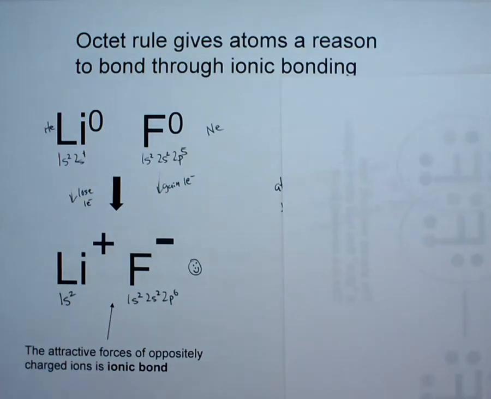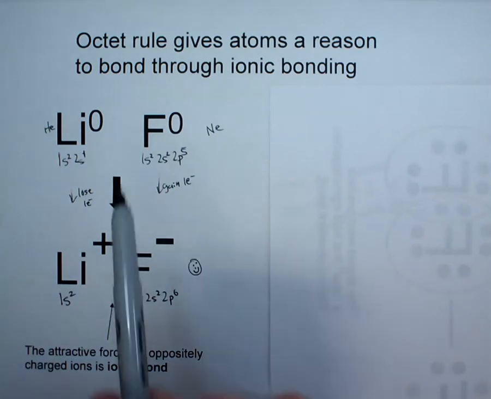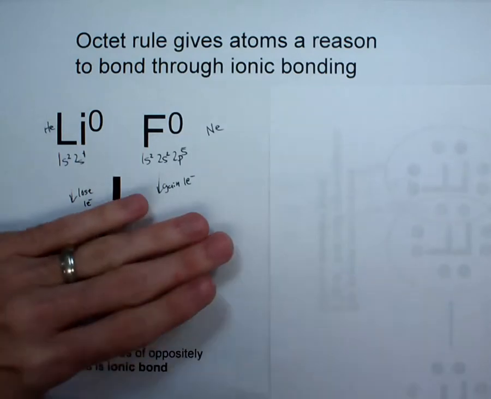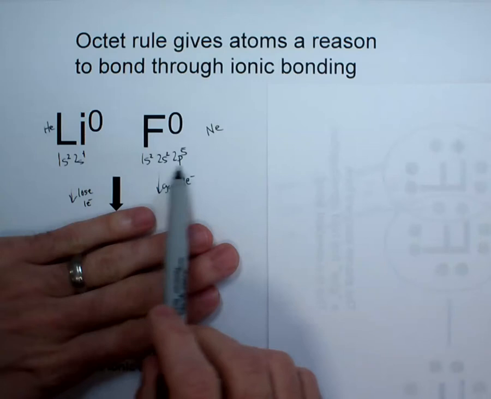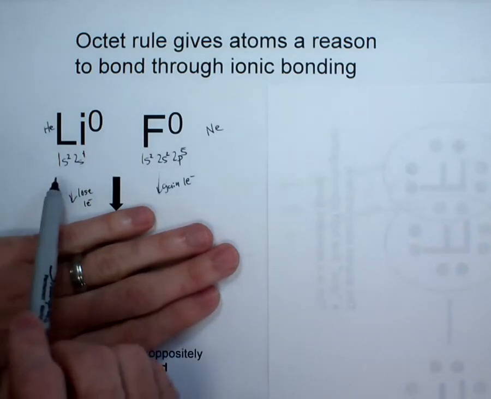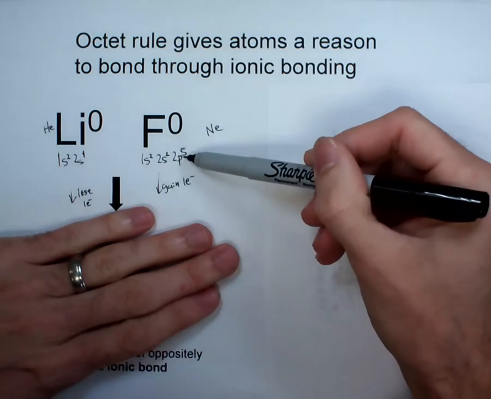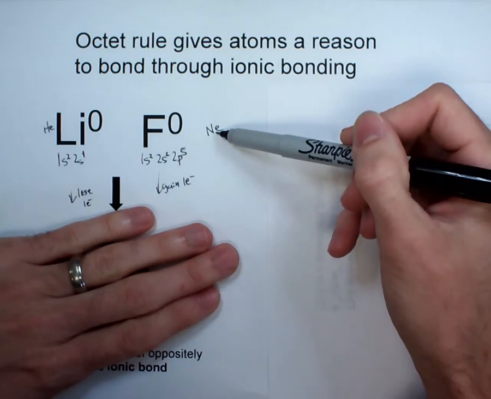Okay, so we're going to be getting into a different type of bonding here, but really quick, I want to go back and review a basic concept of ionic bonding. What caused ionic bonding was the octet rule. If you had two neutral atoms, fluorine would have this electron configuration, lithium would have this electron configuration, and both of these guys want to have the electron configuration of the closest noble gas, right?